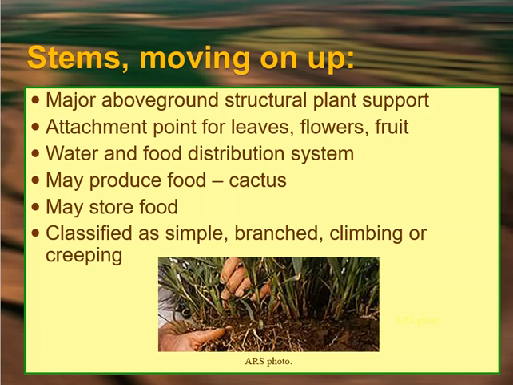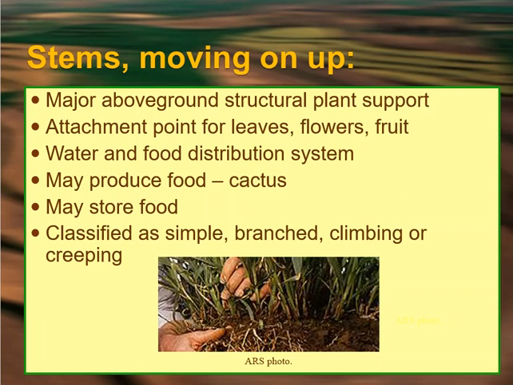So like we talked about before, the xylem and phloem is what carries food and nutrients and water up and down through the stem, from the roots through the stem to the leaves to the flowers, whatever. Okay, so the stem is responsible for carrying those nutrients from the ground up to the leaves. It can also produce food, like a cactus, or store its food.